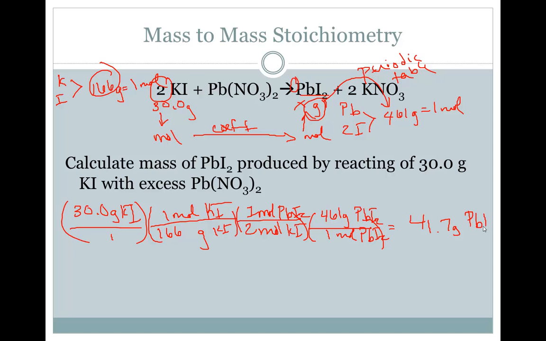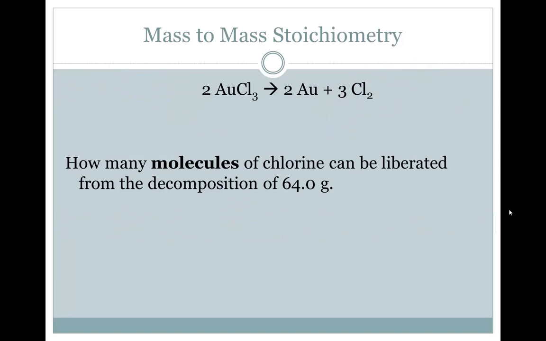Alright, on these last two, we're going to switch it up a little bit. It's actually asking for molecules now. From 64.0 grams of this, we're going from one compound to another. The method is going to be the same. Moles are the end caps. Use coefficients to get from moles of one to moles of the other. So to get from grams to moles, we need to figure out the molar mass.